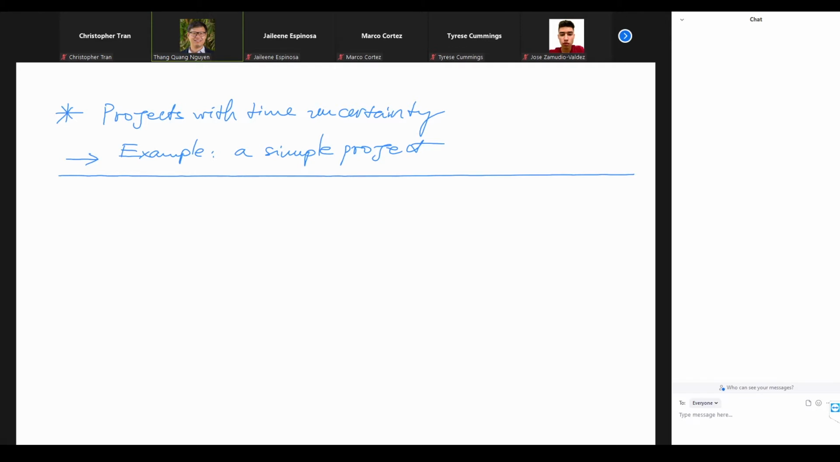So as usual, we would depict or describe a project with the following table. In the first column, we have the IDs, right? We have the activities themselves. So this is a very simple project. We only have A, B, and C.